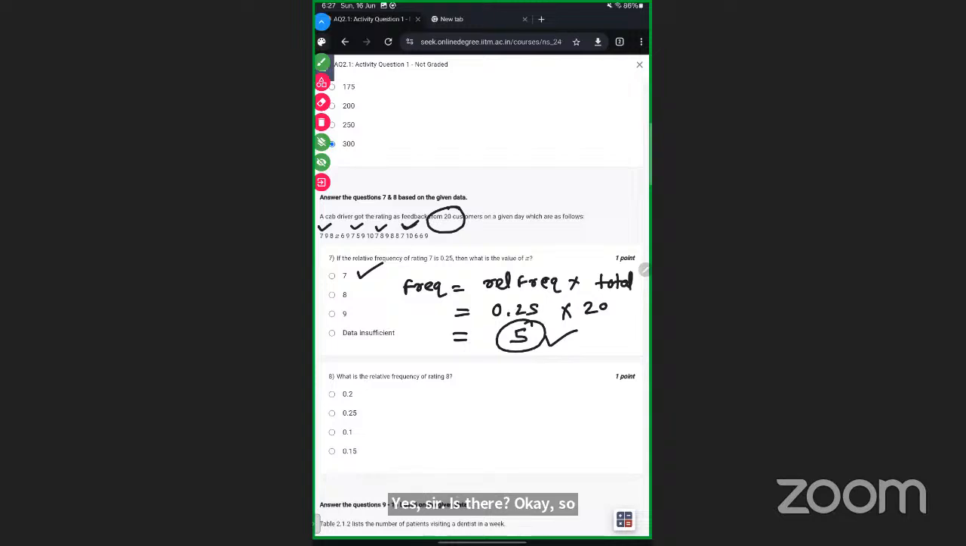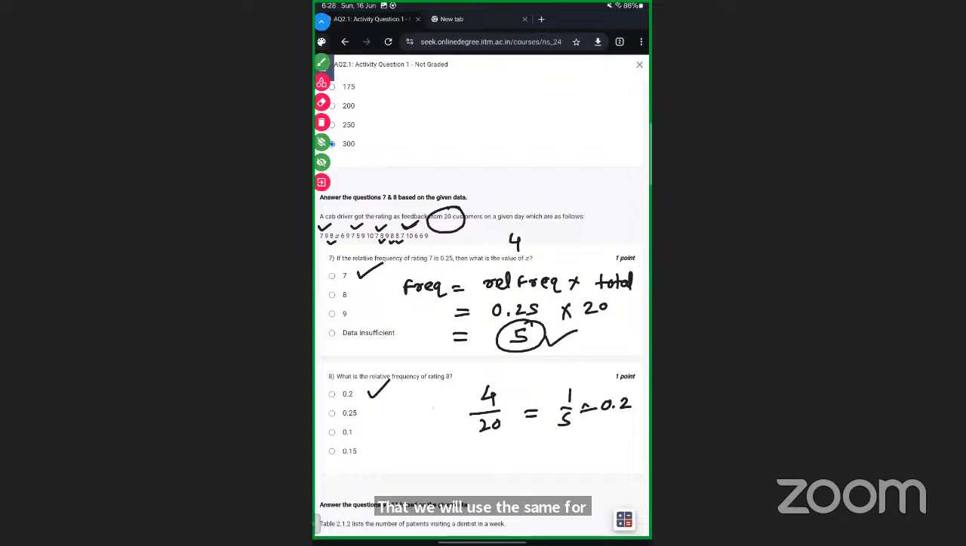relative frequency of 8. So you can pretty much say 1, 2, 3, 4. So 4 are there, so 4 divided by 20. That is the relative frequency. So it's going to be 1 by 5, 0.2. So we will use the same formula for question 8 as well.